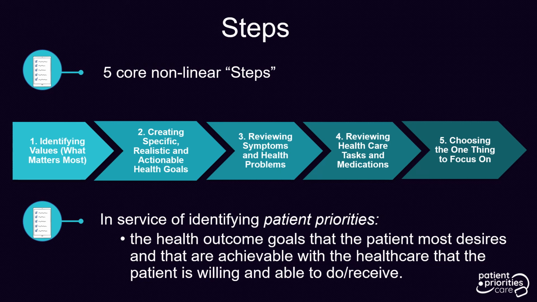These 5 steps are in the service of identifying the patient's priorities. In a nutshell, patient's priorities are the health outcome goals that the patient most wants and the healthcare that they're willing and able to do to achieve those goals. In terms of who we do this process with, it may include not only the patient, but may also include caregivers, family members, or others who are important to the patient.